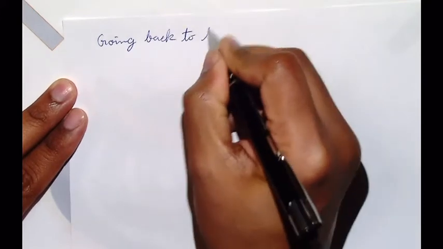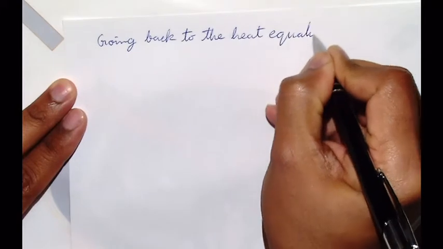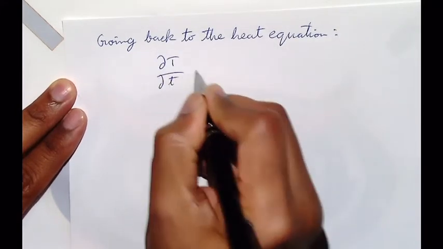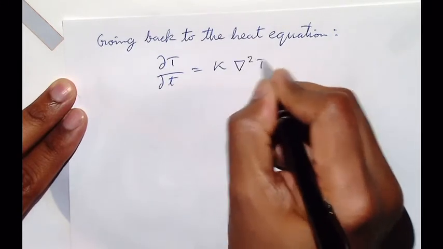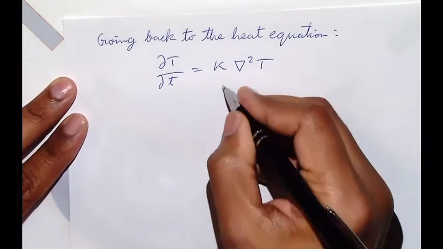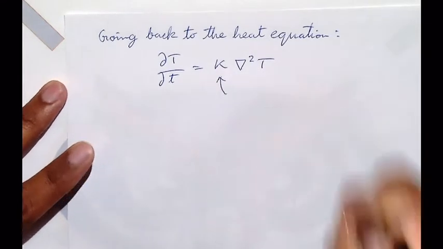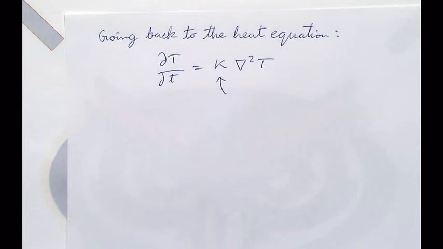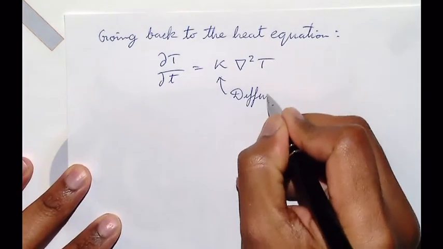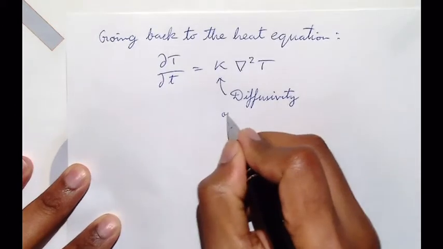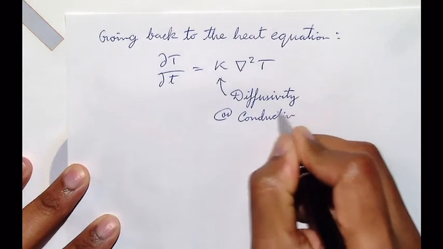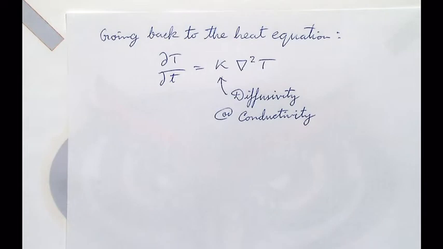So, going back to the heat equation: del T over del t equals kappa del squared T. Capital T is temperature, small t is time. What is kappa? Thermal diffusivity. Yeah, it's called thermal diffusivity or conductivity. This is a property of the material that we might be looking at, for instance, metal or plastic. The thermal diffusivity of plastic will be much smaller than that of steel.